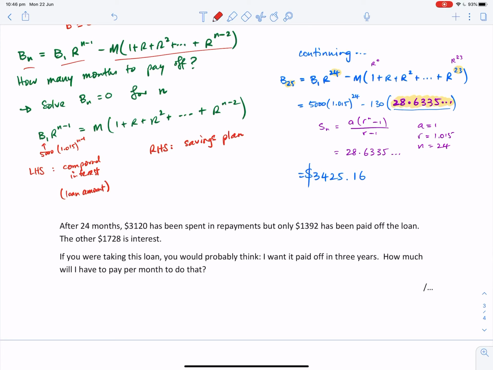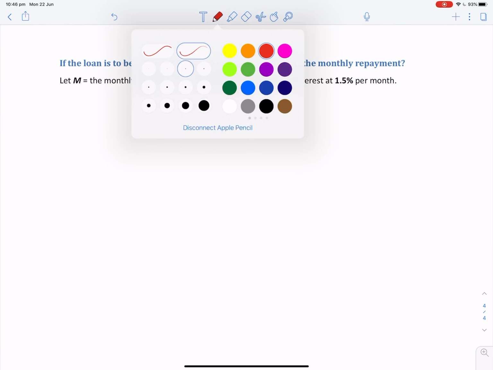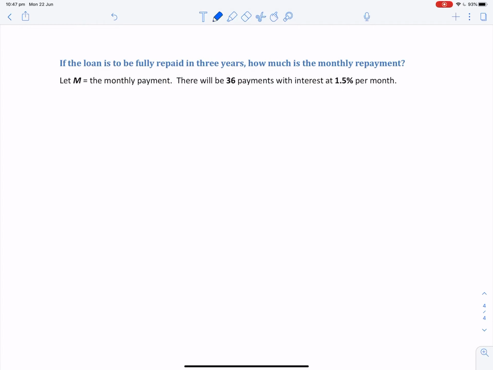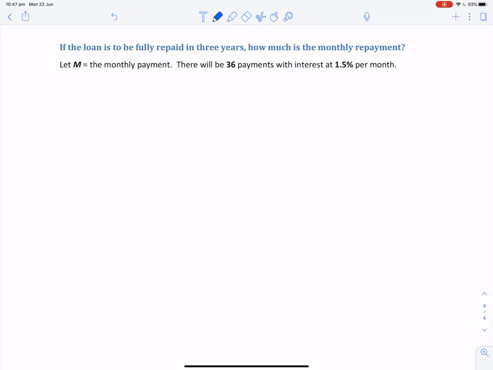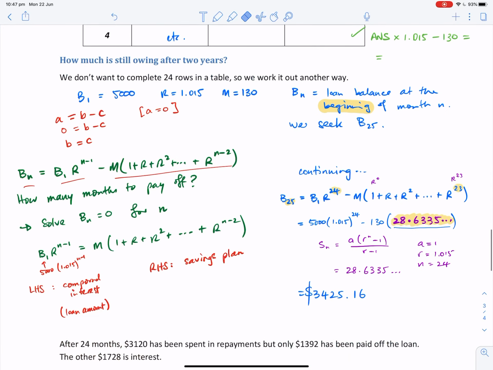So I won't complete that calculation. That's just another series calculation and then some more algebra. All right, last question. So the loan is to be fully repaid in 3 years. How much is the monthly repayment? So our B1 is, well, I can quote this.